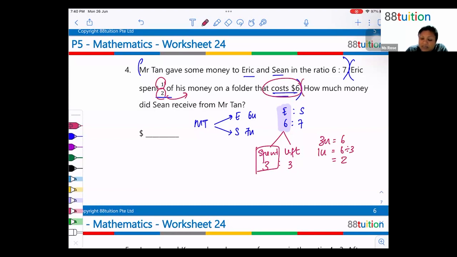So the question says, how much money did Sean receive from Mr. Tan? So Sean received how much from Mr. Tan? The 7 units. So he received 7 units from Mr. Tan, which is 7 times 2 to give me $14.